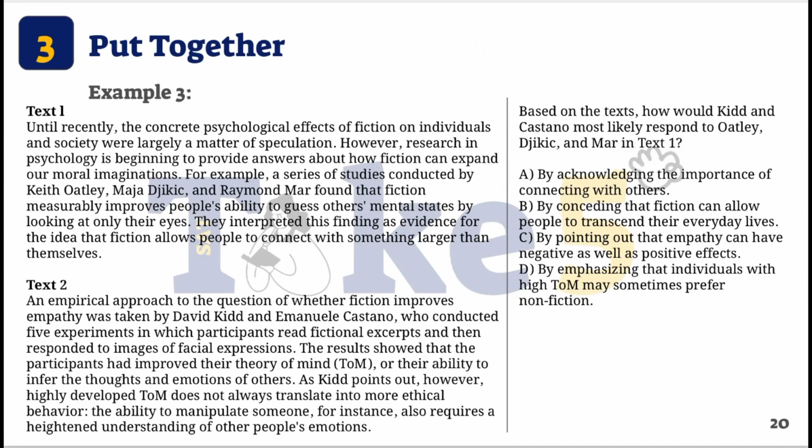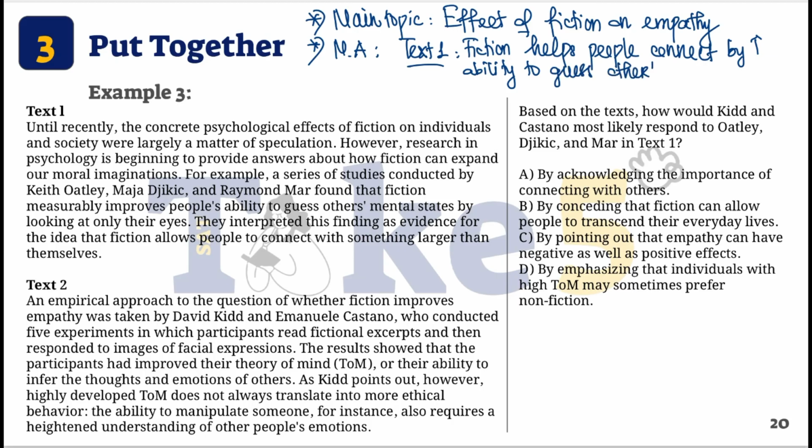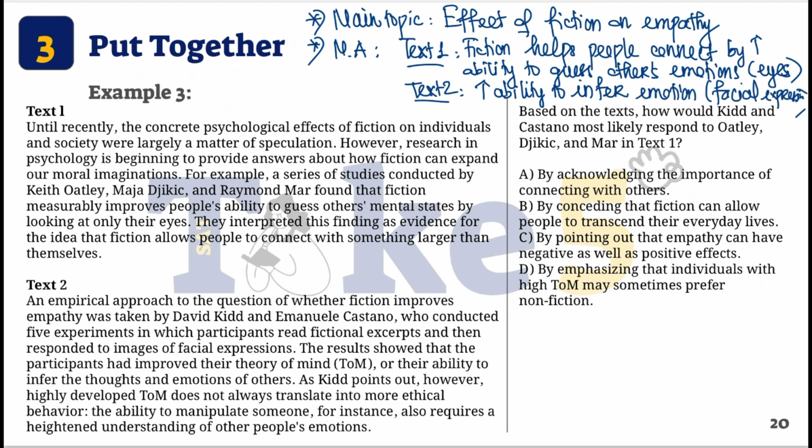Both texts in this third example talk about the effect of fiction on empathy or moral imaginations. Text 1 argues that fiction helps people connect to others by improving the ability to guess others' emotion just by looking at the other person's eyes. The main argument of text 2 says that fiction helps people improve their ability to infer the thoughts and emotions of others by looking at facial expression. But this can be used to manipulate people, not just ethical behavior.